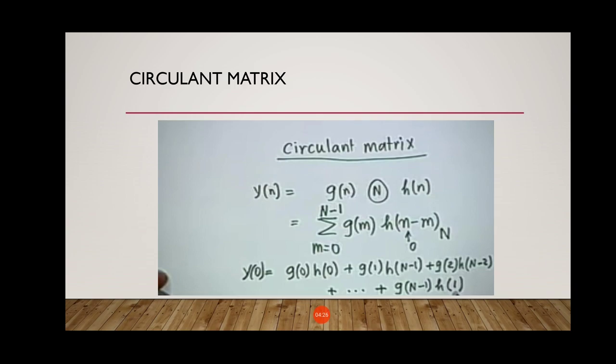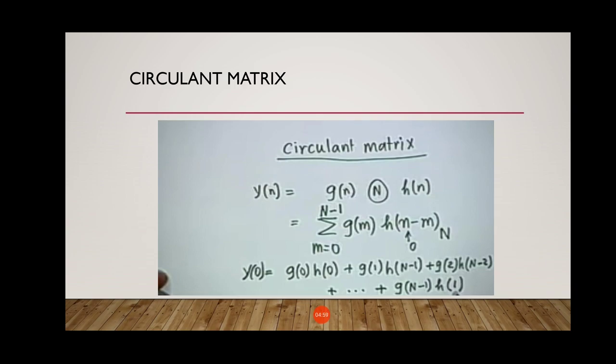The next topic is the circulant matrix. We have studied so far three different methods of solving circular convolution. The first method was the graphical method. The second was the trick method, which is usually done when we want to notice any error or to recheck our answer.